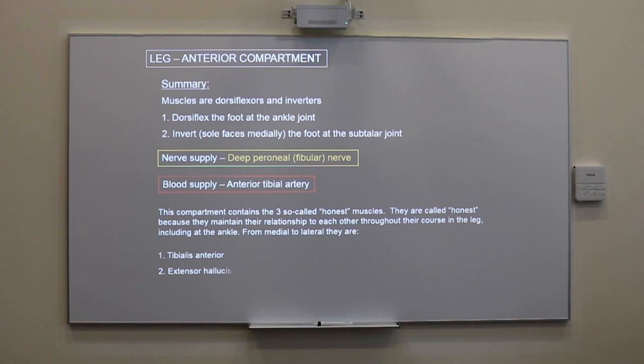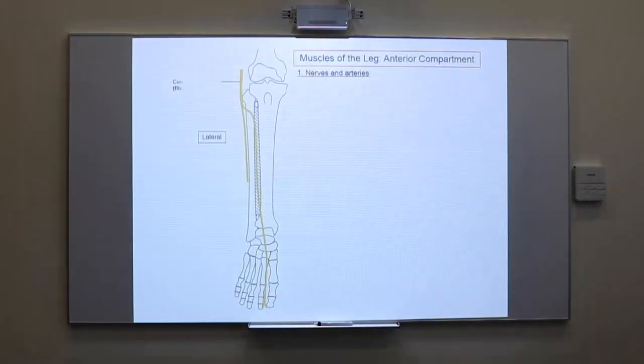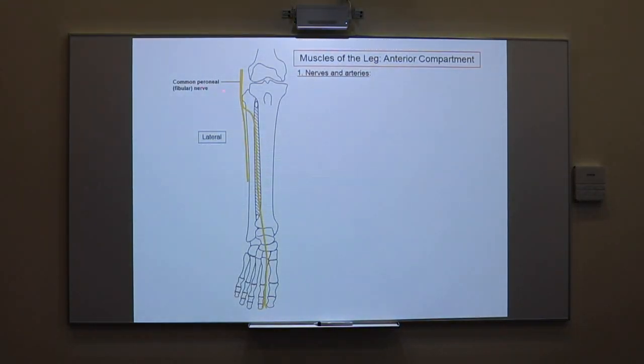So the three muscles which we said are tibialis anterior, extensor hallucis longus, and the third one is the extensor digitorum longus. If we look further into the anterior compartment of the leg, we'll see that this common peroneal nerve, which is lying near the neck of the fibula, is going to enter into the peroneus longus muscle and then divide into deep peroneal nerve and the superficial peroneal nerve.